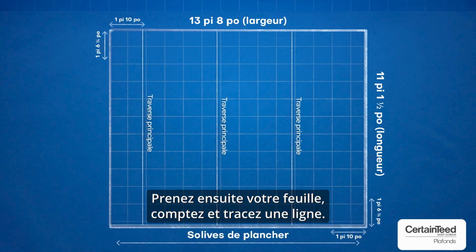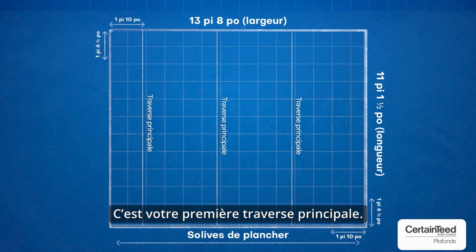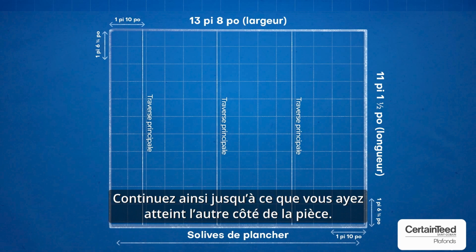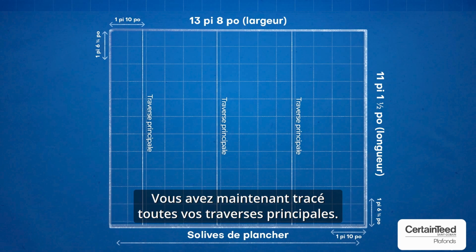Next, take your graph paper and count over and draw a line. This will represent your first main tee. Count over 4 more spaces and draw another line. Continue this until you have reached the other side of the room. You have now drawn all of your main tees.